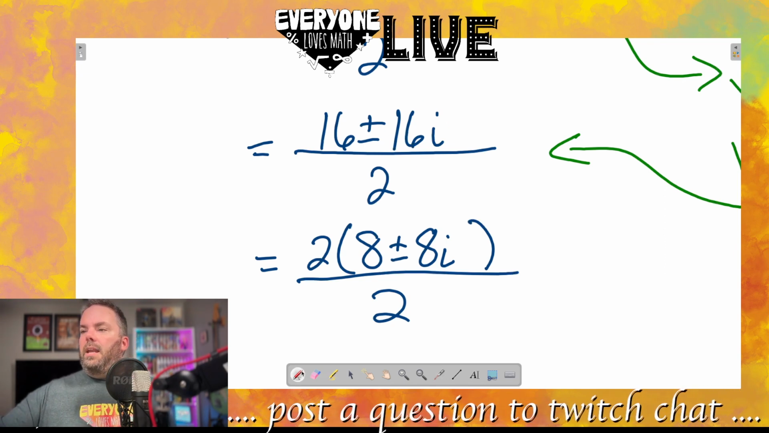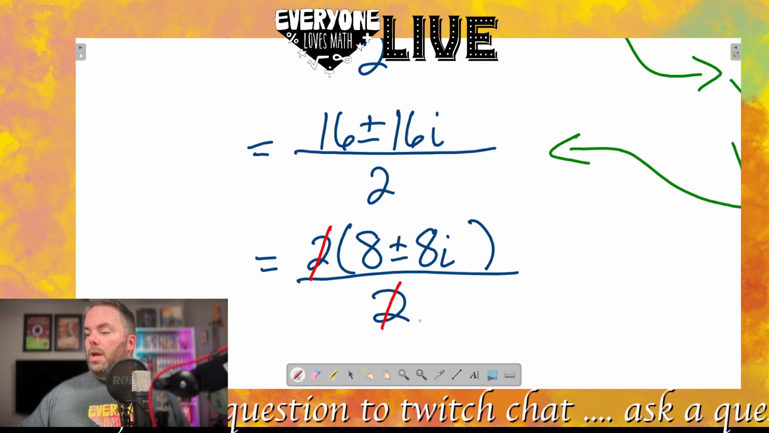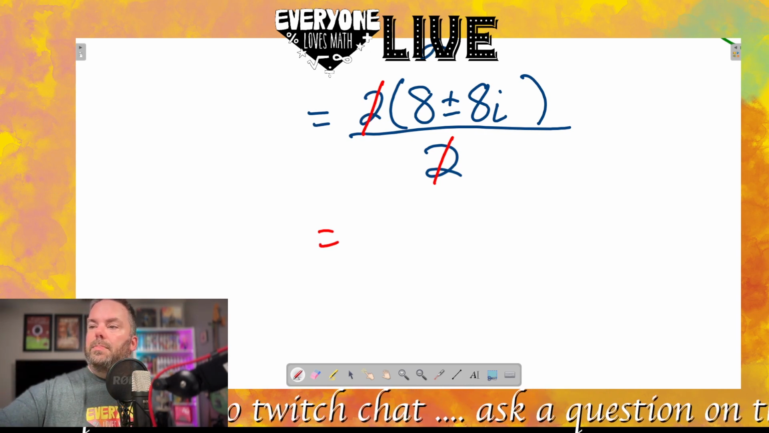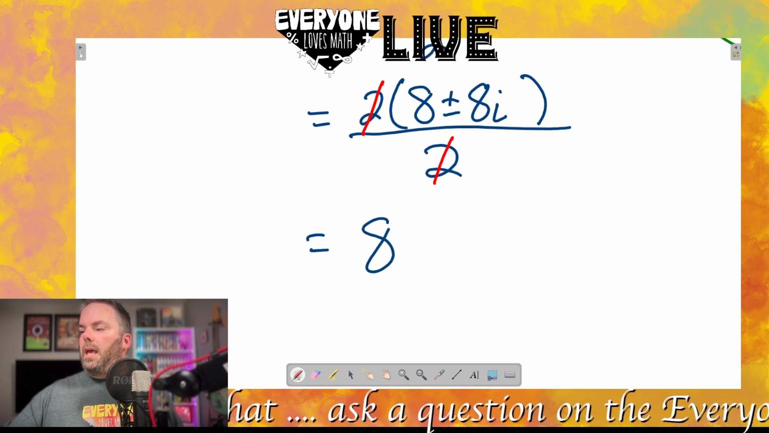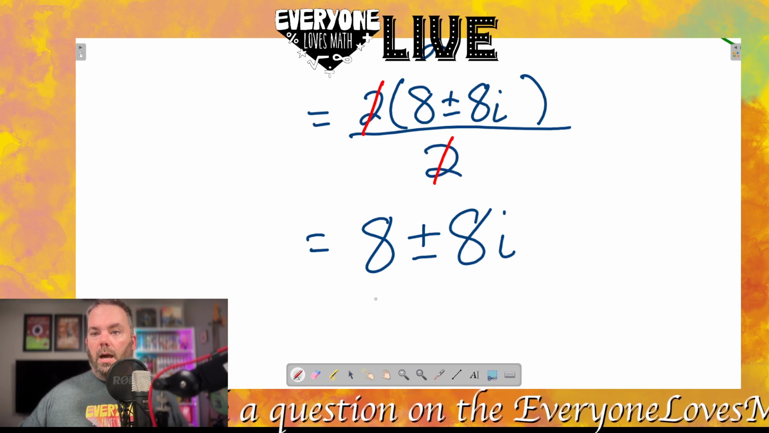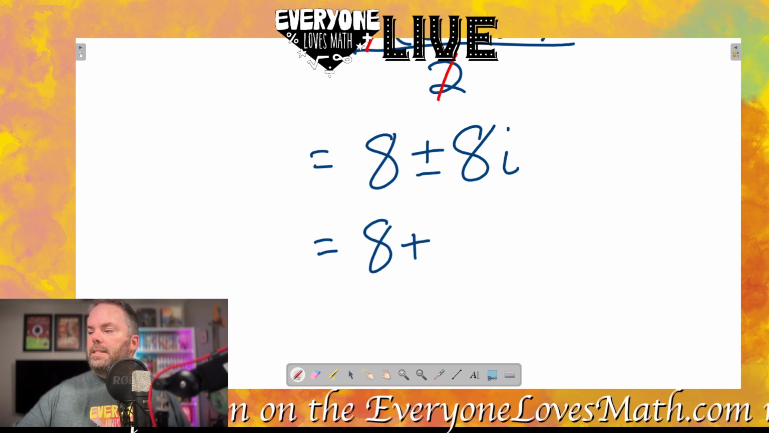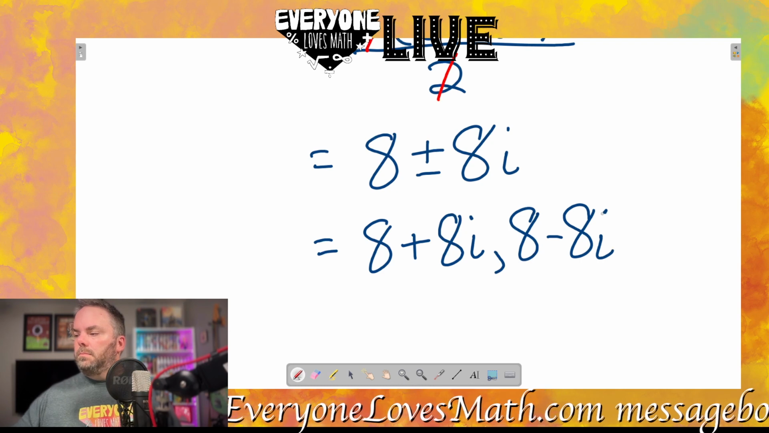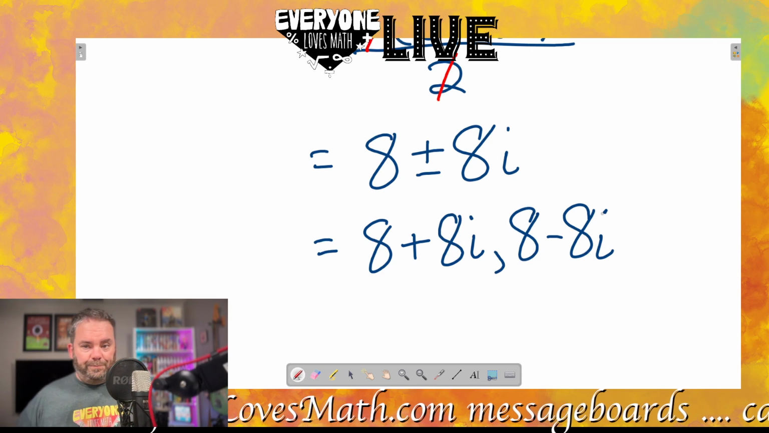All of that having been said, the 2s now simplify to make 1, and we are left with the answer to this problem. Let me get my pretty color. Gotta have pretty color, gotta have blue. The answer to this problem is 8 plus or minus 8i. Of course, if we wanted to list out those answers, they would be 8 plus 8i and 8 minus 8i. All right, and those are the answers to this problem.